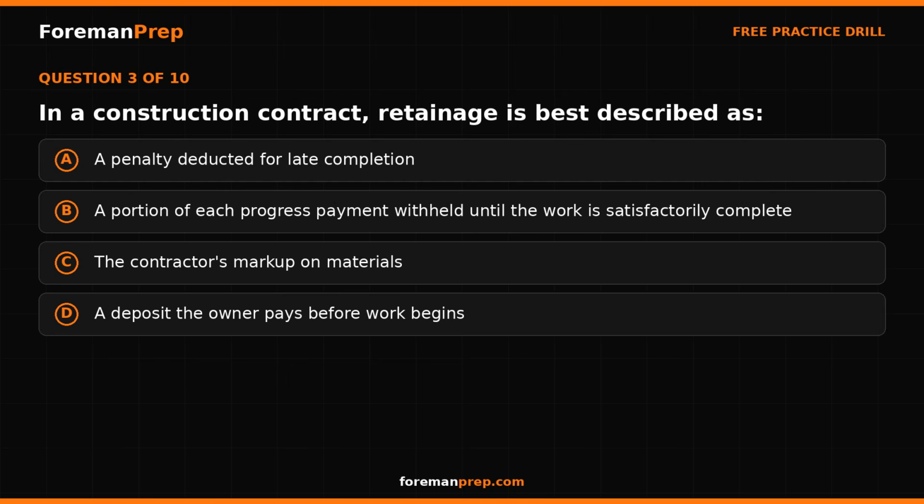In a construction contract, retainage is best described as: Option A, a penalty deducted for late completion. Option B, a portion of each progress payment withheld until the work is satisfactorily complete. Option C, the contractor's markup on materials. Option D, a deposit the owner pays before work begins.